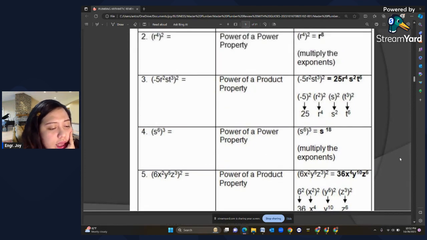Madali-dali pa 'to. 6x squared, y to the 5th, z to the 3rd or cube, and then squared. Power of a product property, gagawin natin siya. 6 times 6, that is 36. x times 2 squared, that's x^4, kasi yung 2 times 2, so x^4. Yung 5 times 2, naging 10. 3 times 2, that's 6. So, that's the reason why it's 36x^4, y^10, z^6.